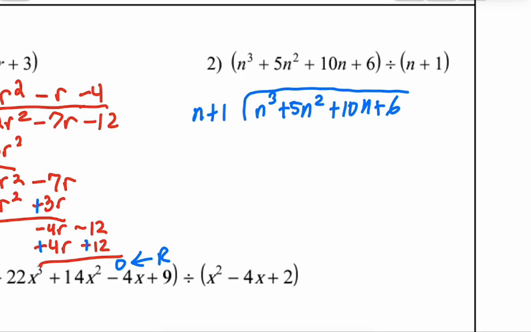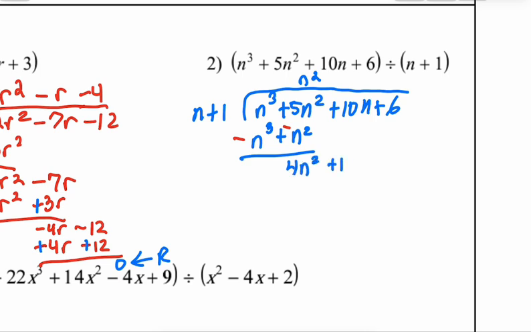We're going to ask ourselves, what would I multiply n by to turn it into an n cubed? That would be n squared, so it's going to go above the n squared spot. We're going to distribute to both of those. That's going to be n cubed plus n squared. We are subtracting, so we change the signs of both and combine like terms. N cubed minus n cubed should always cancel out, or you didn't do it right. 5n squared minus n squared is 4n squared.